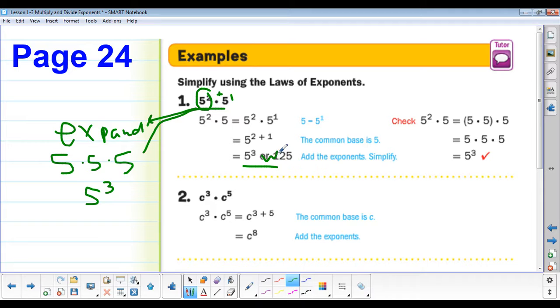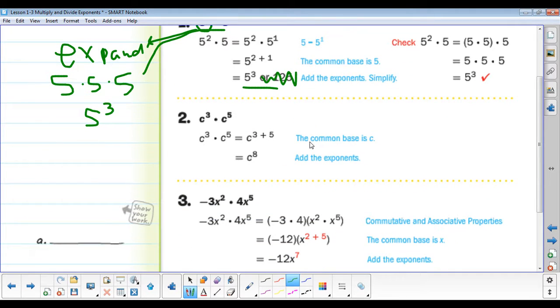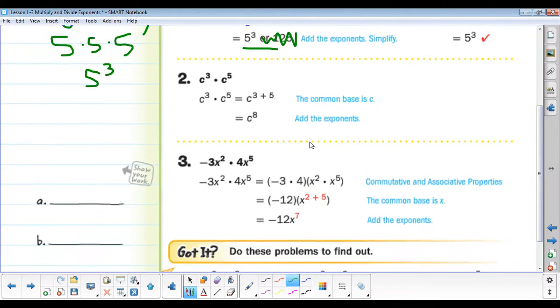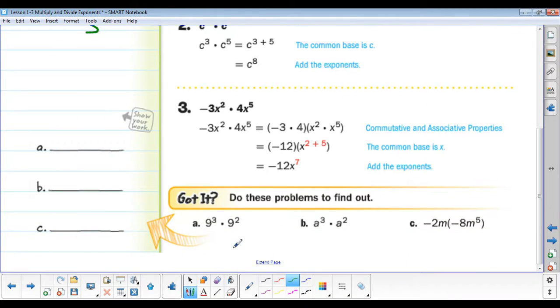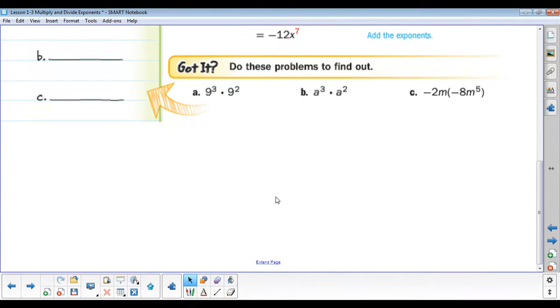I know they say or 125, but I do not want you to do that. Let me repeat. I do not want you to write the number. I want you to use the property. So when we go to our examples down here, our got it, A, B, and C, we are not, I repeat, not writing out the number. 9 this many times is going to be a huge number. I don't want you guys doing all that multiplication. What I want to see is if you understand the property.